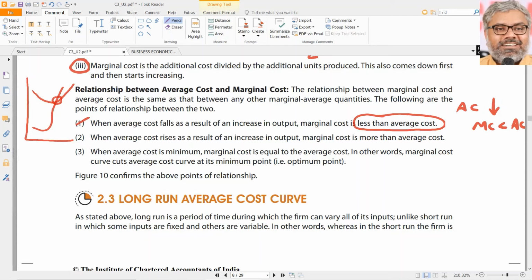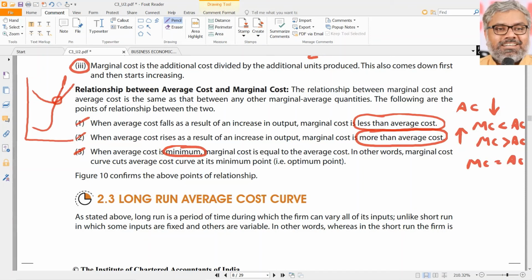When the average cost rises, then the marginal cost is more than average cost, because marginal cost has already crossed the average cost curve. So where the opposite happens, let us say the average cost is increasing, then marginal cost will be more than average cost, and where these two things become equal, the average cost is minimum. At the bottom of the U, that is where the marginal cost is equal to average cost.